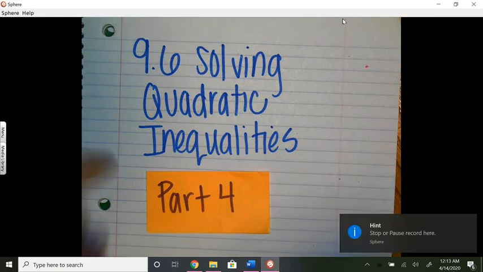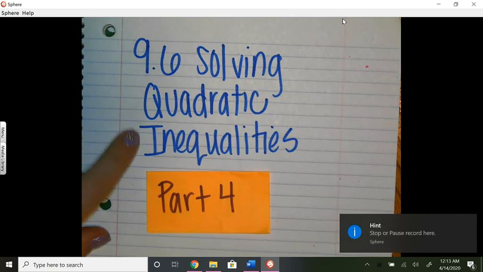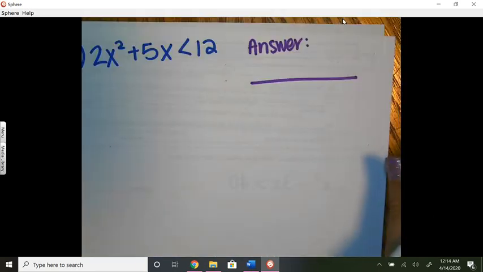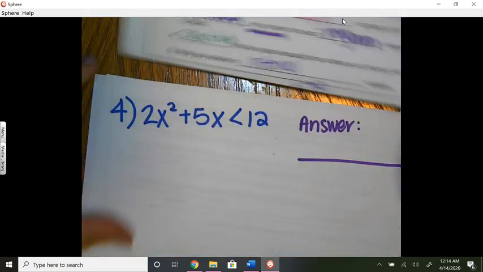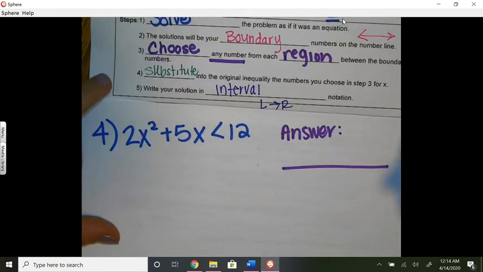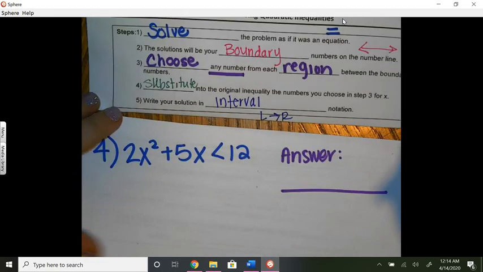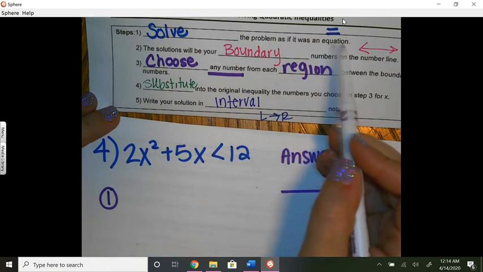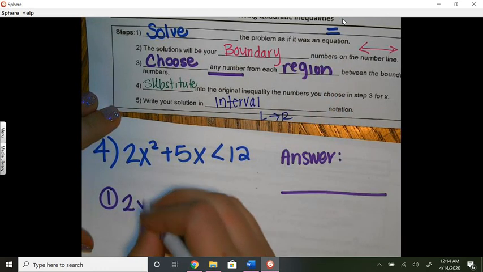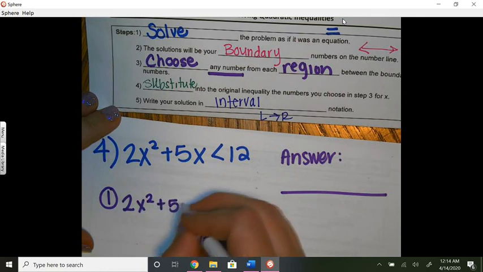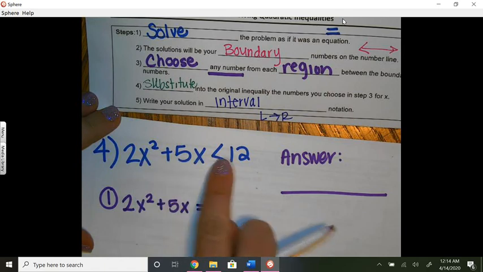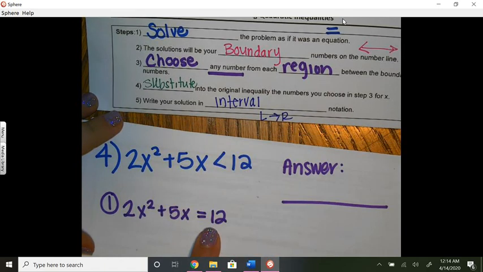This video is on solving quadratic inequalities. In the 3 previous videos, we went over examples, and this will be the 4th example, using these steps. The first step is we're going to solve this as if it was an equation. So we're going to do 2x squared plus 5x equals 12. We want to know what numbers will make it equal 12, not less than 12. So that's the first step.